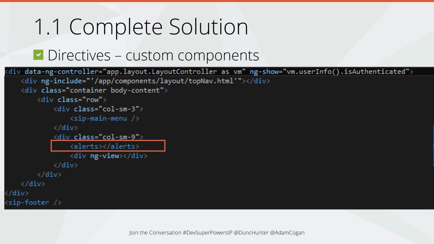Also got the alerts here for our global alerts for this app, and we've also got the footer. So this code's nice and condensed. It's easy to read, it's very declarative. It's one of the great things about using directives with Angular.